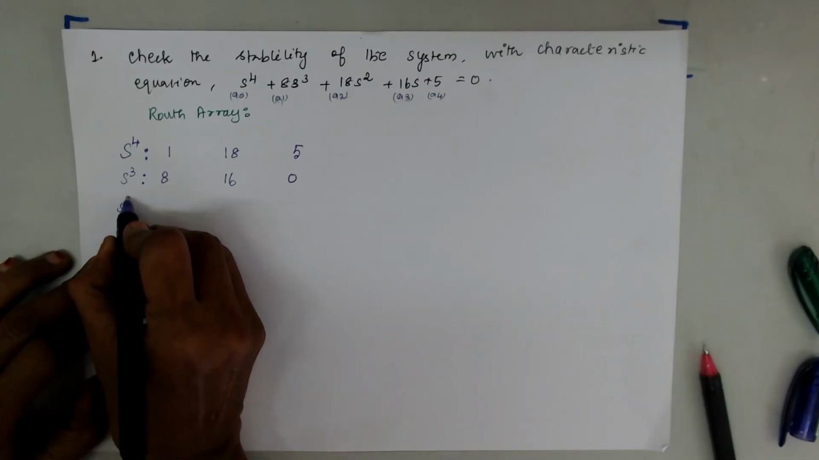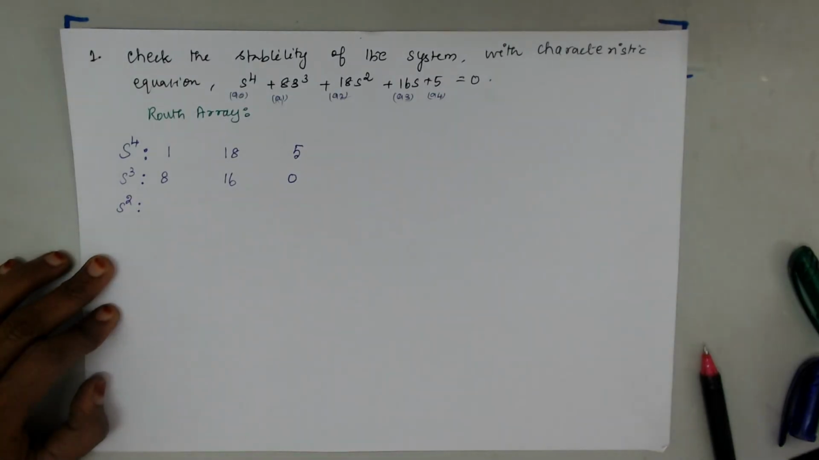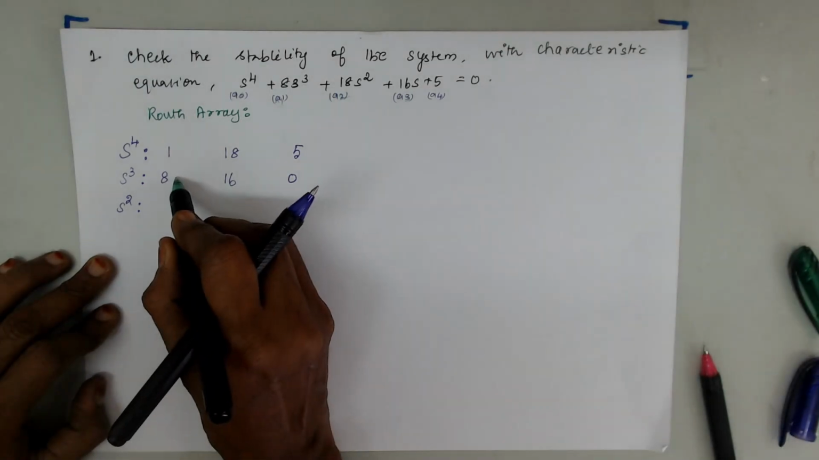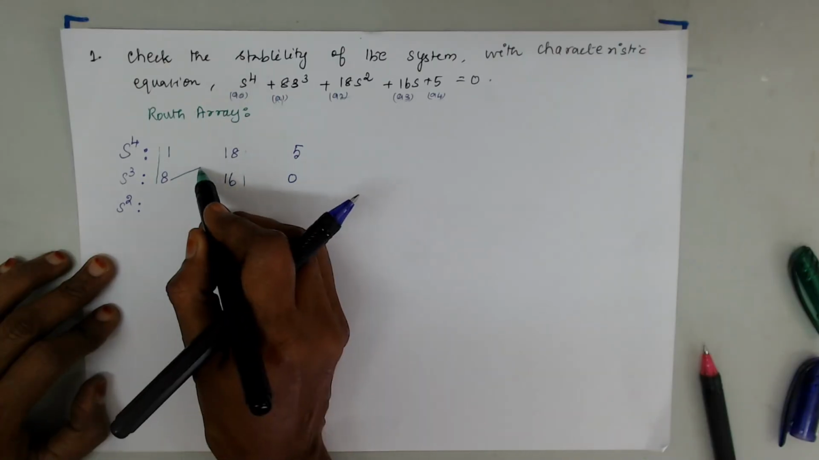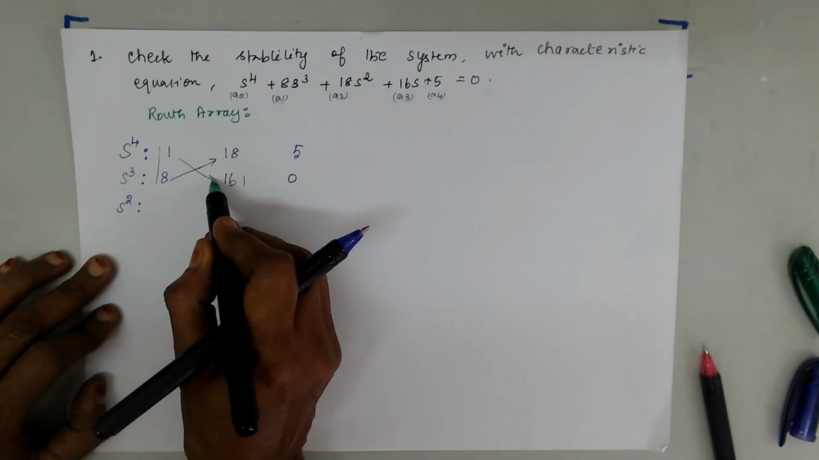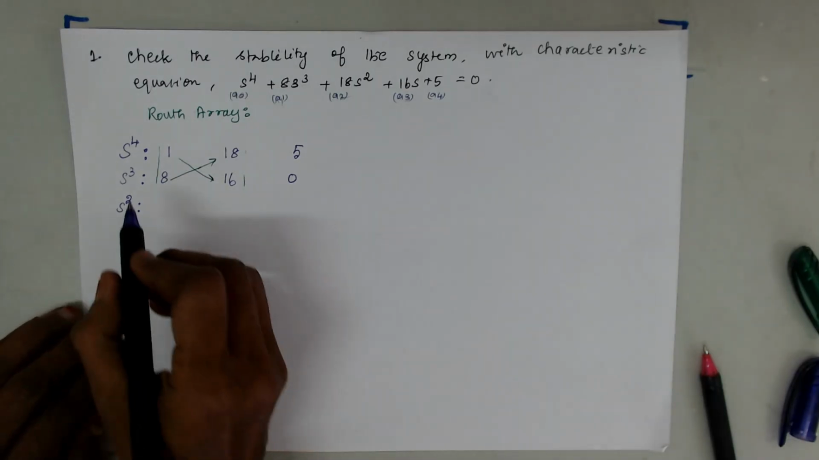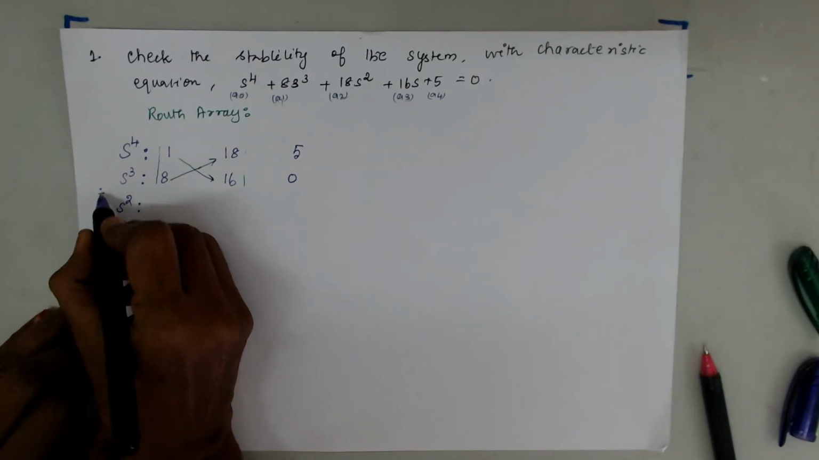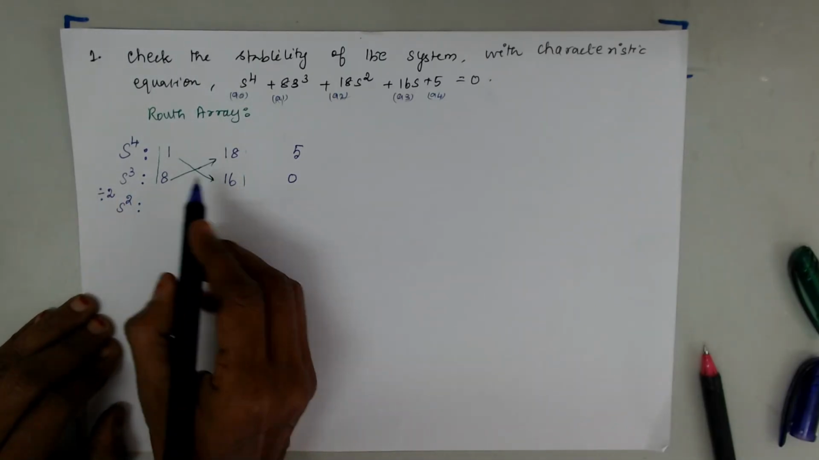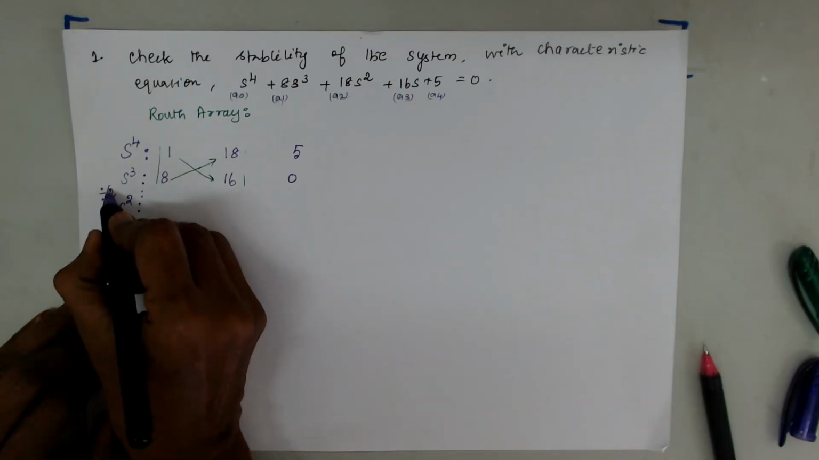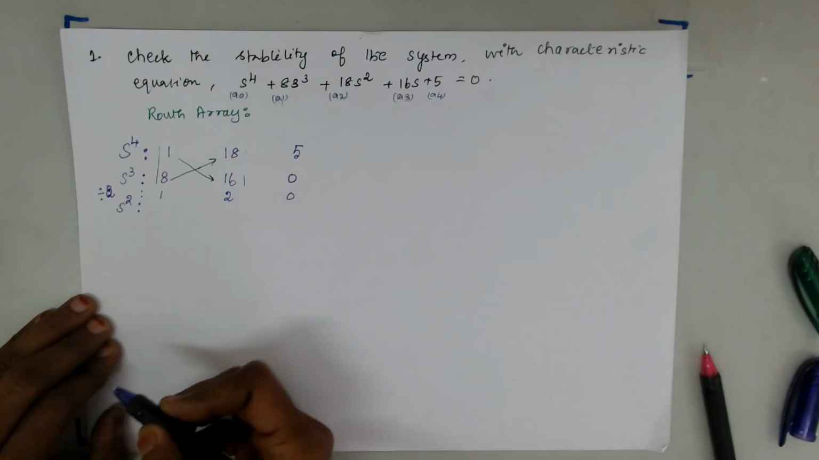Then s2 is to be framed now. That s2 row is our B1 term. As we have already discussed, B1 is framed by taking the determinant value: 8 multiplied by 18 minus 1 multiplied by 16, divided by 8. Here, if you have a possibility of reducing a row by dividing by a common divisor, you can reduce that. So the s cube row we can reduce by dividing it by 8. When you divide it by 8, you get 1, 2, 0.